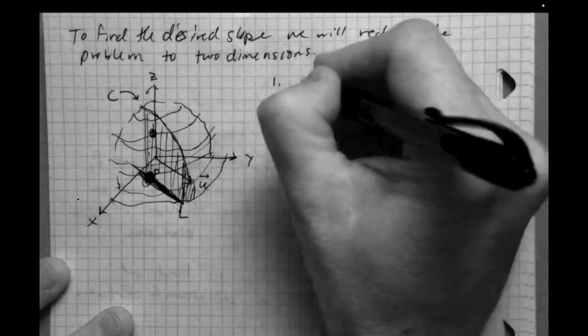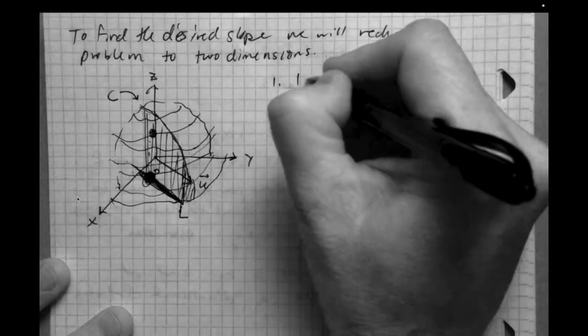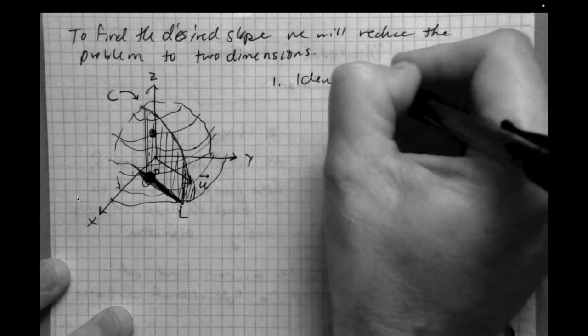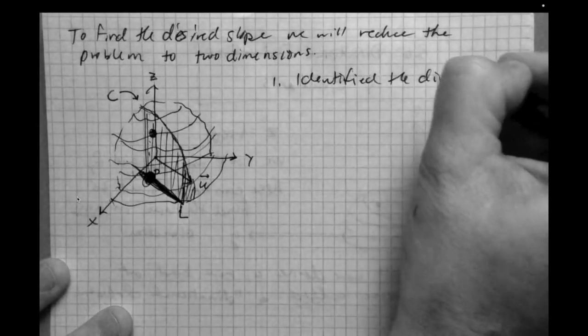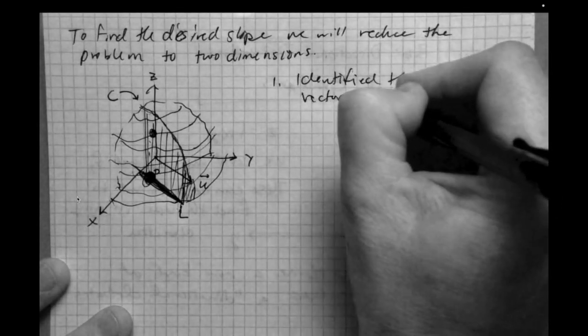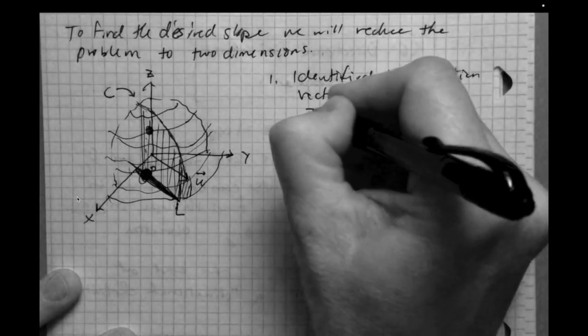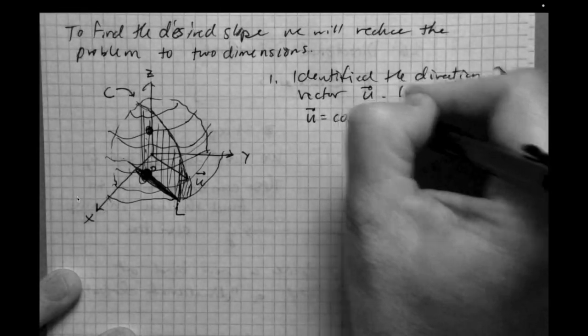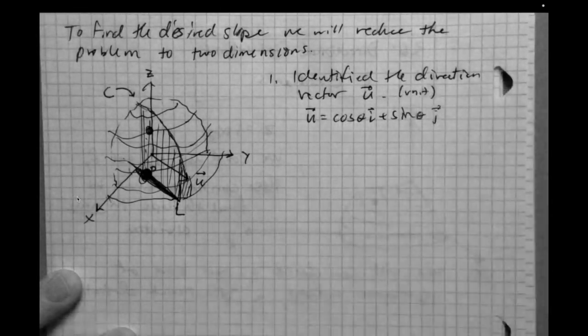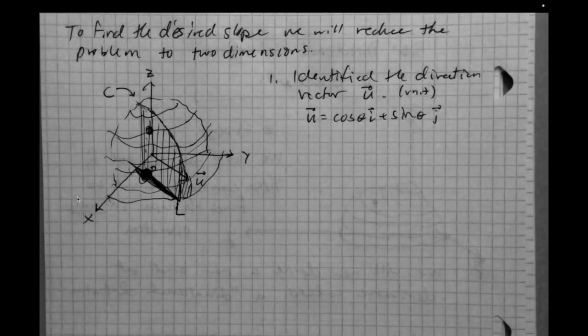Okay, so let's talk this through. The first thing we did was identify the direction vector u. This is a unit vector, very important. And we said that u is equal to cos theta i plus sine theta j. This is the direction we're interested in for the slope. Obviously the slope can be different things depending on which direction, and this is the direction of interest.